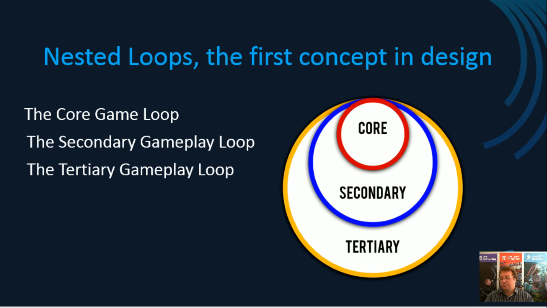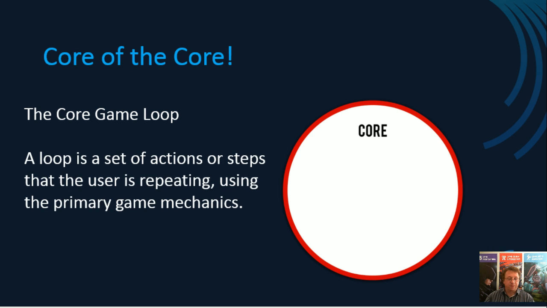You can see that it's broken up into three things: the core game loop, the secondary game loop, and the tertiary game loop. We're going to spend a little bit of time talking about these, and hopefully I can come up with some examples which you can relate to. So we'll start with the core loop. A loop is a set of actions that the user is repeating using the primary game loops.